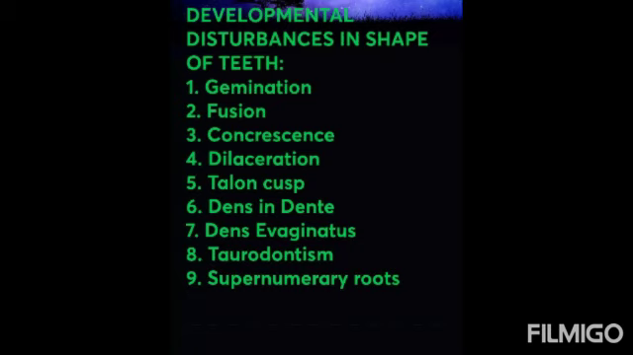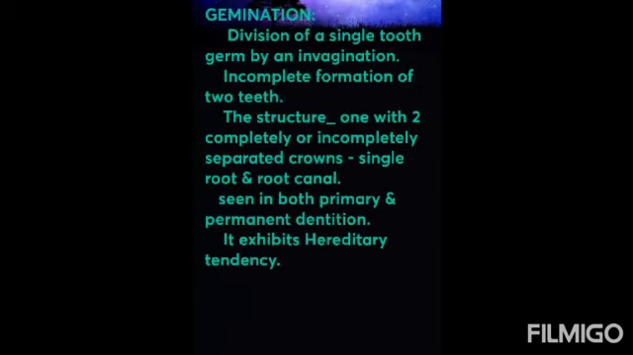So the first one is gemination. The geminated teeth are anomalies. It arises from an attempt at division of a single tooth germ by an invagination. So it is a single tooth germ. It gets divided, with the result an incomplete formation of the two teeth. The structure is usually one with two completely or incompletely separated crowns that have a single root and root canal. So it is very important: the crown is completely or incompletely separated, but the root and the root canal is single.